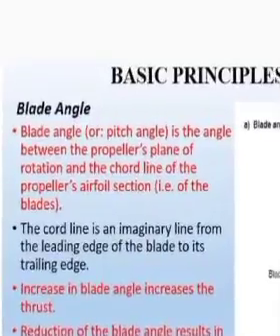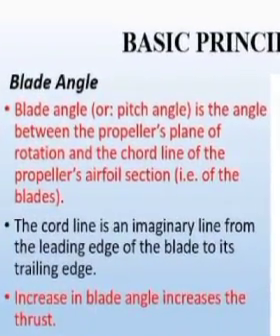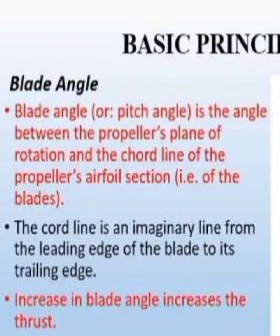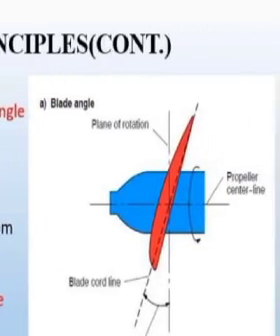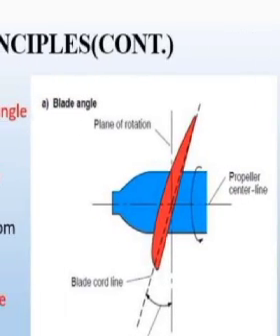On your screen, blade angle simply means the angle between the propeller plane of rotation and the chord line. Now, propeller plane of rotation simply means that when the propeller rotates, it rotates about a common plane. That common plane is called the plane of rotation.